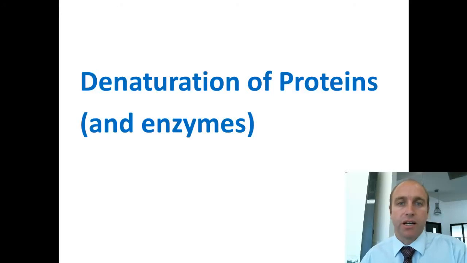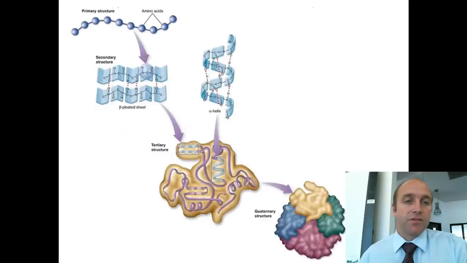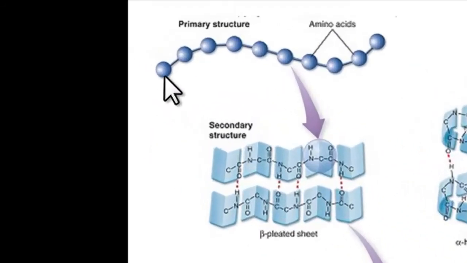Okay, we're going to have a quick look at denaturing of proteins and how this occurs, and specifically we're going to have a look at how it occurs in enzymes. So first off, let's just start by reviewing our protein structure. Our primary structures are made up of amino acids joined with peptide bonds. Each one of those amino acids is a monomer making up the big polymer of amino acids.